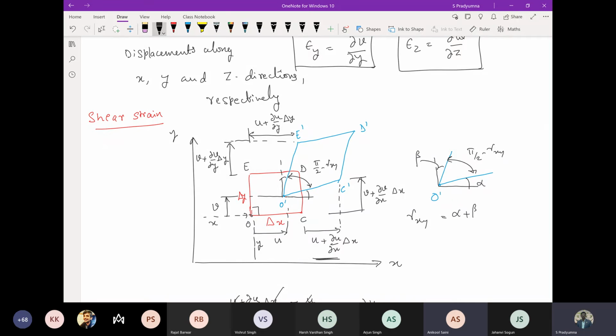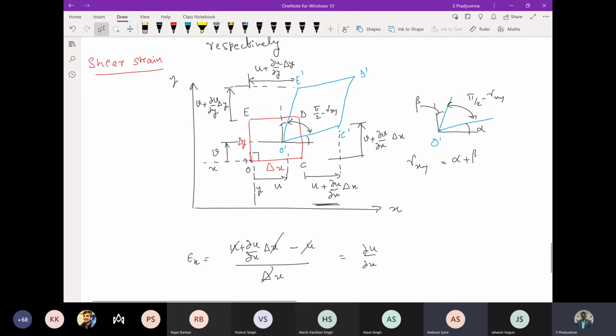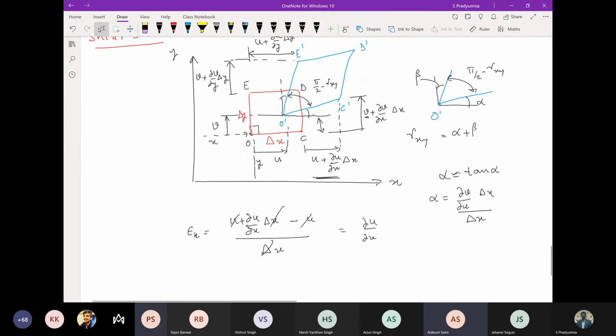Okay. Therefore I can assume that angle alpha is small, so tan alpha is equal to alpha. So alpha will be equal to dou v by dou x into delta x, divided by delta x, correct? Because this is the angle, this v I will subtract from here. Okay. Any doubt? Yes, sir. No doubt.